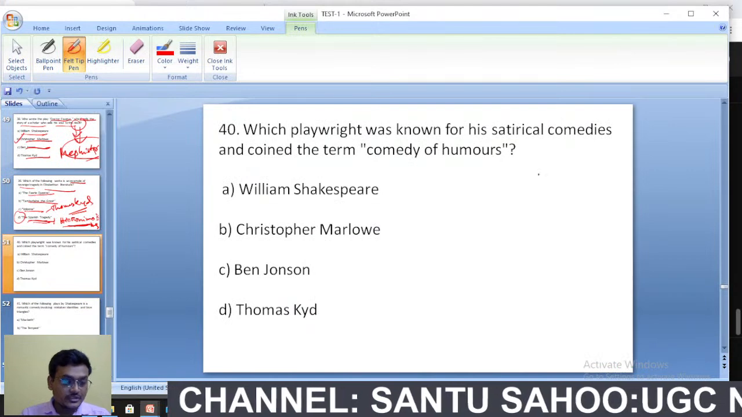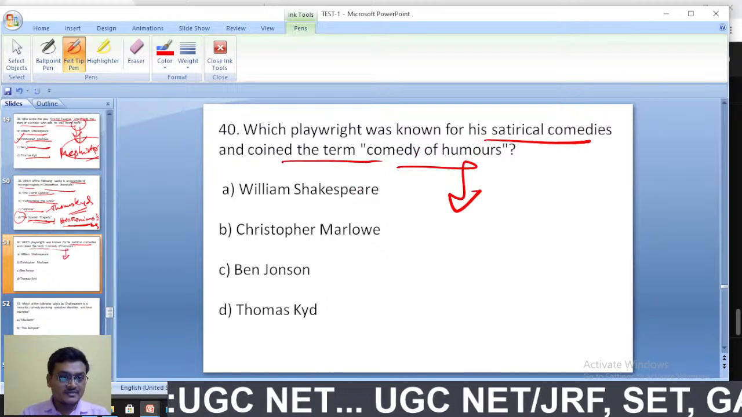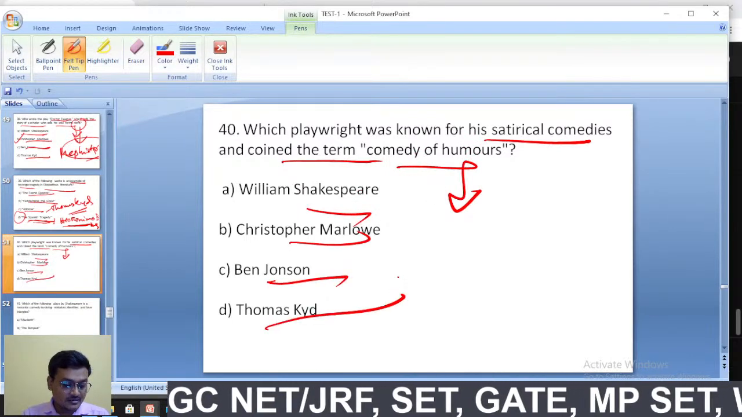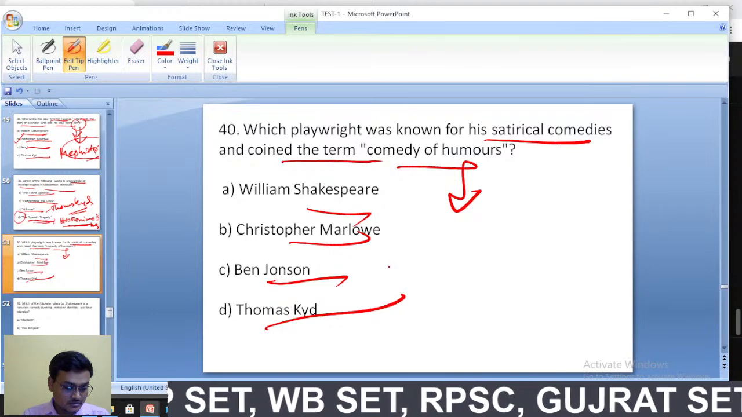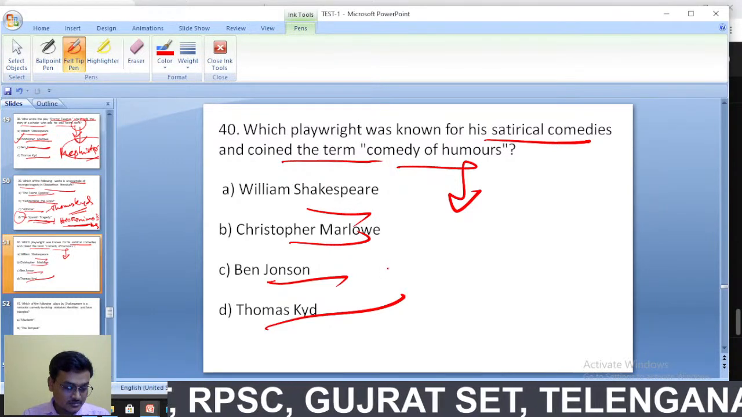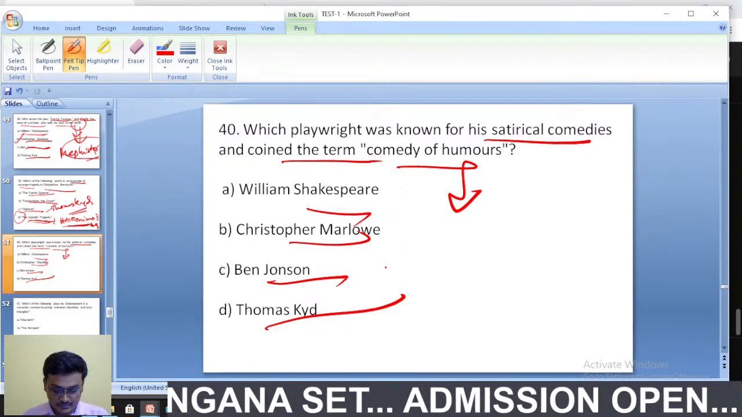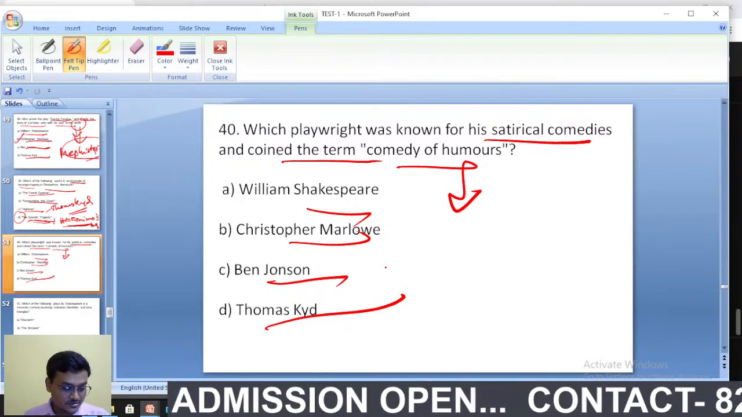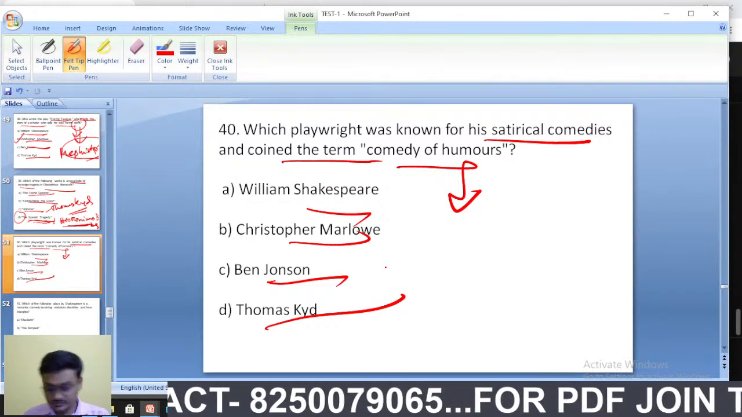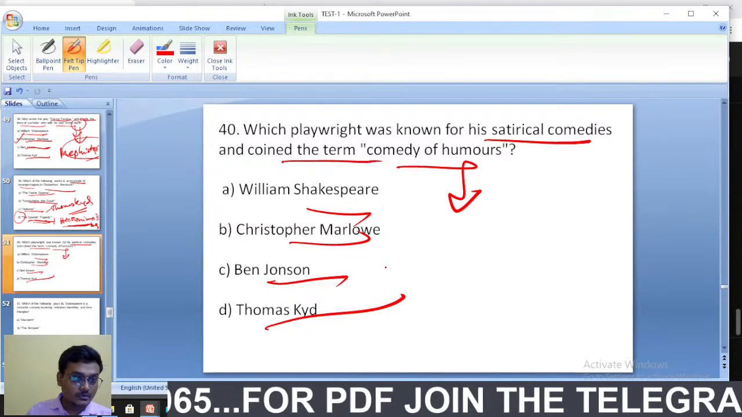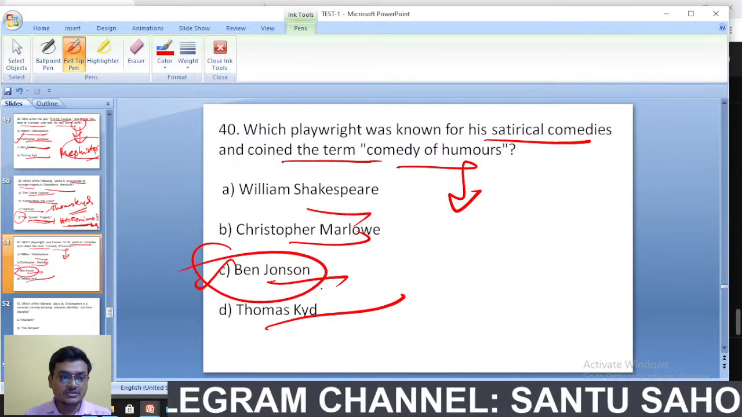Next question. Which playwright was known for his satirical comedies and coined the term comedy of humors? William Shakespeare, Christopher Marlowe, Ben Jonson, or Thomas Kyd? Exactly. Comedy of humors by Ben Jonson.